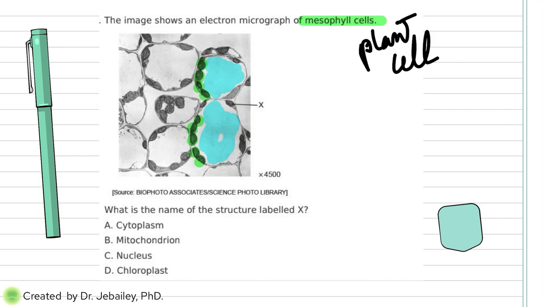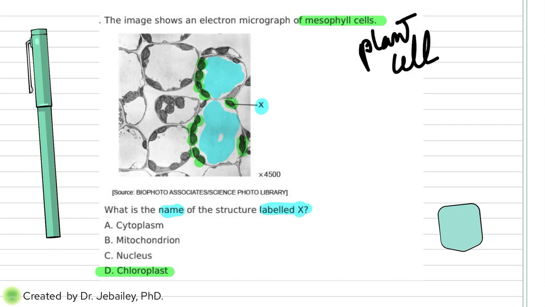It says, what is the name of the structure labeled X? Since it's already giving away, right? From my drawing, it's those black ones. So it's these guys, these black dots. As I mentioned, that's a chloroplast. It cannot be a nucleus, because the nucleus will be way bigger. It wouldn't be a mitochondria, it wouldn't be cytoplasm, because the cytoplasm will be the whole thing.